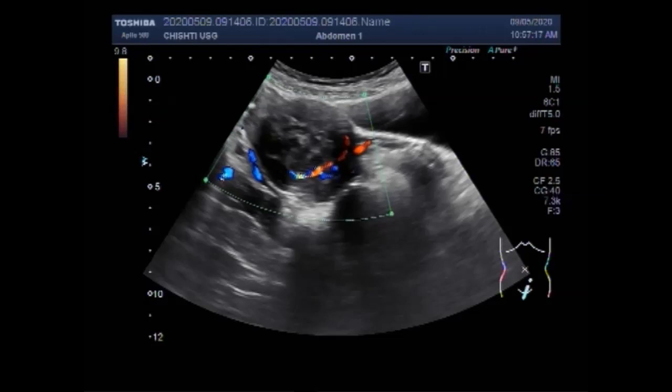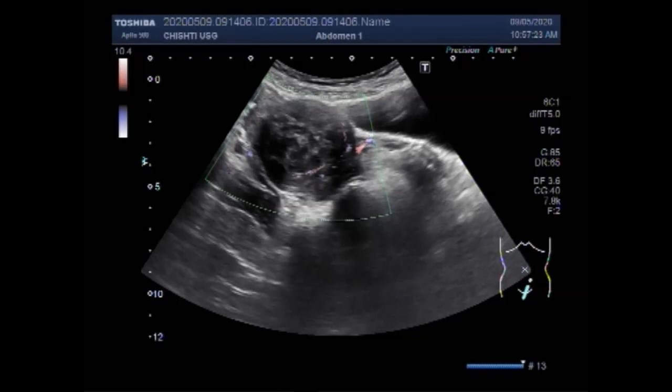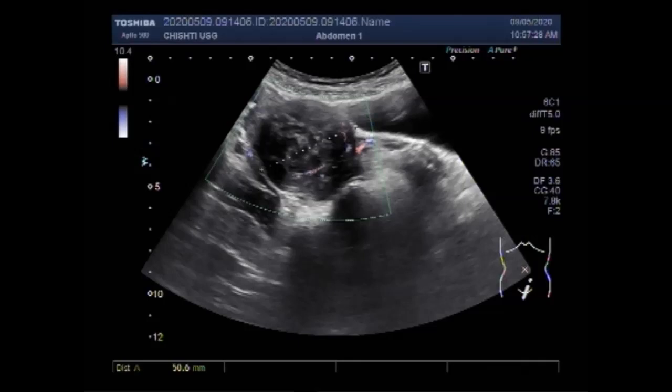You can see the blood flow in the ovarian mass. A rich blood flow is seen in this mass. The mass also has heterogeneous echogenicity, so there is likelihood of this mass to be malignant.